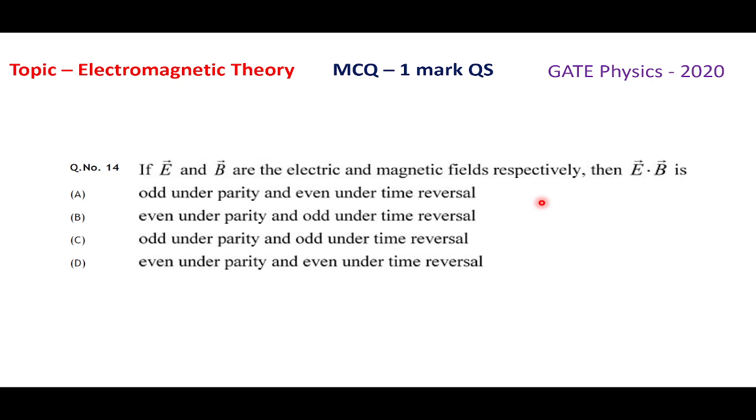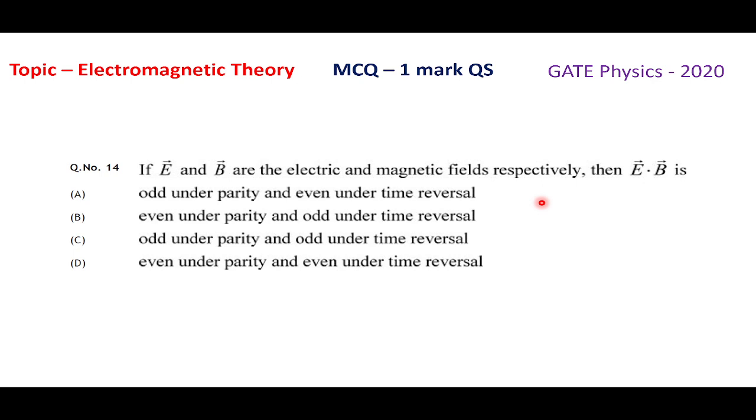Fine. So you have the idea about the parity operation and time reversal operation, right? So what do you have to do here? First, you have to know how the electric field behaves under the parity operation and time reversal operation, and the same thing for the magnetic field. If you know that, then you can tell what will happen to E dot B. So you have to know individually for the E and B vectors. Can anyone say how to comment on that?